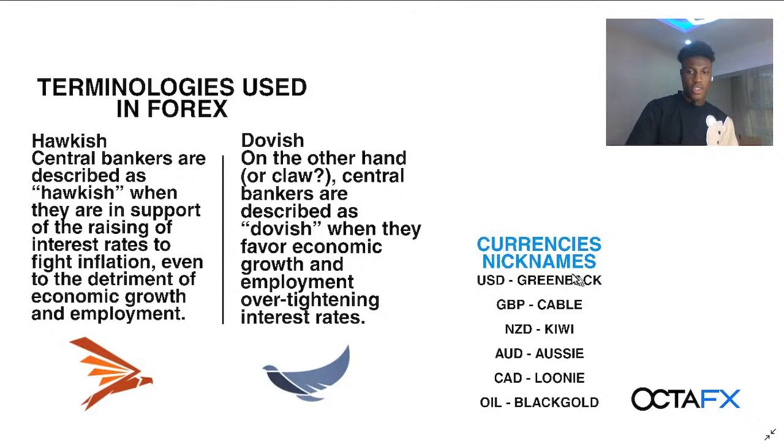Okay, so some of these currencies that we use in the market have nicknames. The USD is called the greenback, GBP is called the cable, the NZD is called Kiwi, the AUD, which is the Australian dollar, is called the Aussie, and CAD, which is the Canadian dollar, is called Loonie, and oil is also known as black gold.